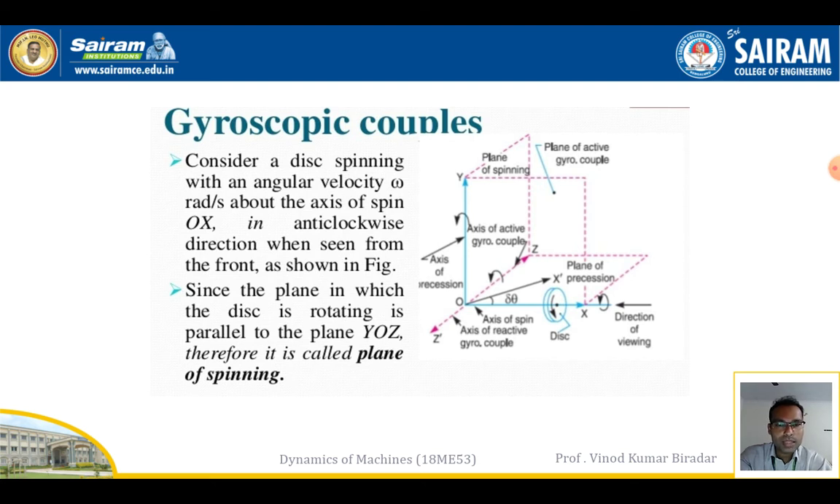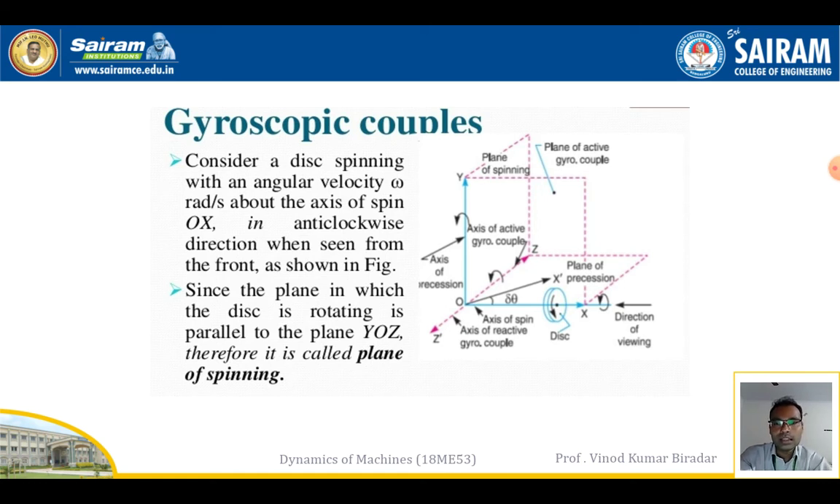So the gyroscope has two axes, the x axis and the y axis, that is normal. The direction depends on how you are going to observe the plane or any disk. Consider a disk spinning with an angular velocity of omega. Take it on OX, where the disk is fixed. Let us assume it is spinning with an angular velocity of omega, measured in radians per second, about the axis of spin, that is OX, in the anti-clockwise direction, as shown in the diagram when you see it from the front.